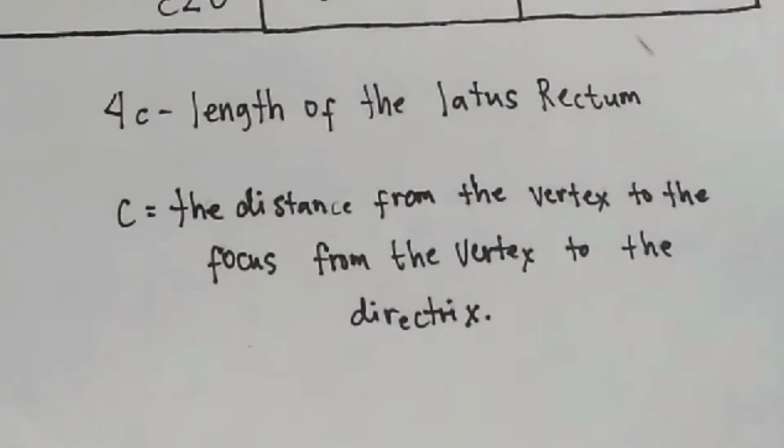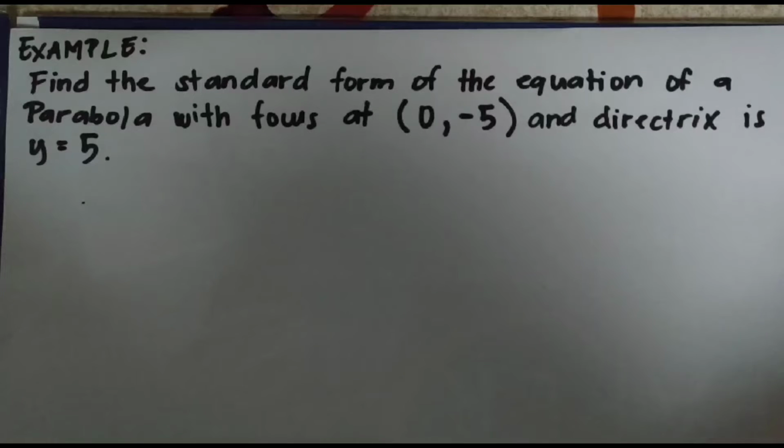4c is the length of the latus rectum, and c is the distance from the vertex to the focus and from the vertex to the directrix. Example: find the standard form of the equation of a parabola with focus at (0, -5) and directrix y equals 5.